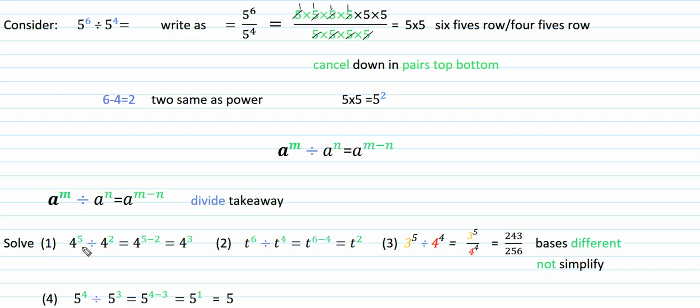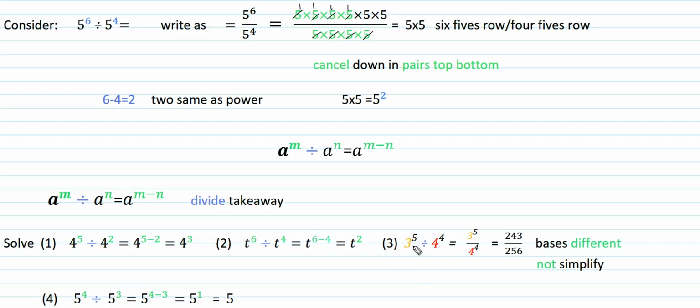So question 1, 4 to the power 5 divided by 4 to the power 2. It's going to be 4 to the power of 5 minus 2. So it's 5 minus 2, which is 4 to the power 3. Okay. Question 2, t to the power 6 divided by t to the power 4. That is equal to, the base is going to be the same, it's going to be t. So it's going to be t to the power of 6 minus 4, which is t to the power 2. 6 minus 4 is 2, so it's t to the power 2.